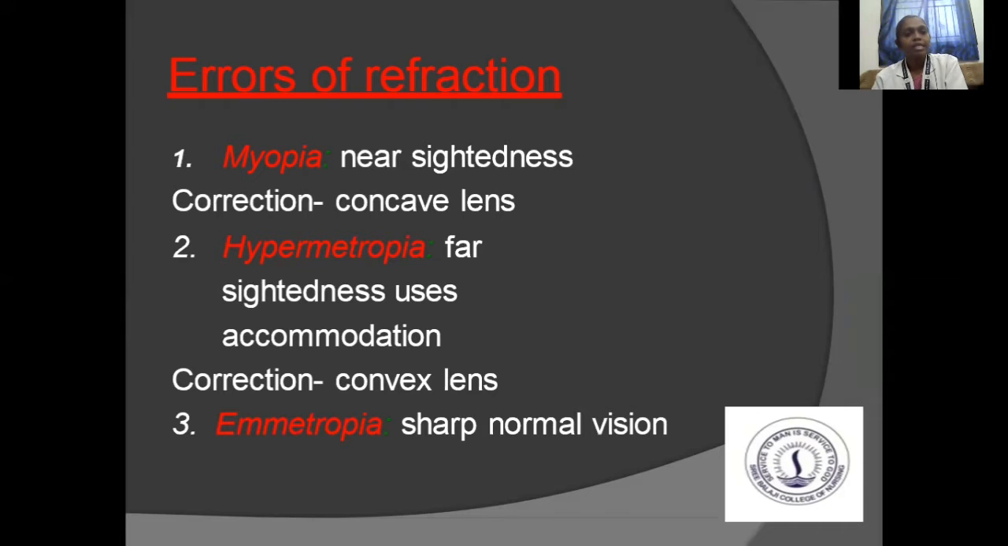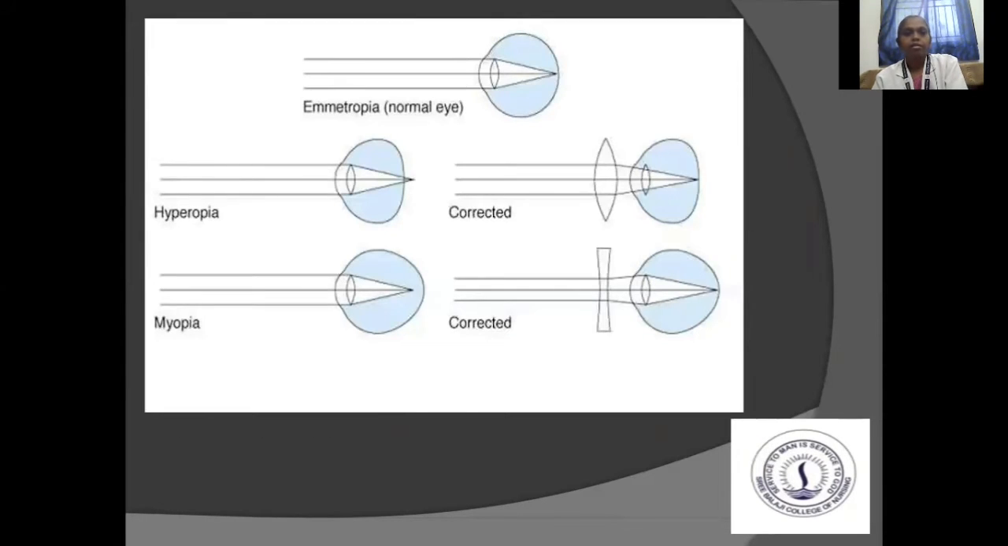Myopia is otherwise called nearsightedness. To correct myopia, we have to use a concave lens. Hypermetropia is otherwise called farsightedness. To have normal accommodation, we have to correct it with a convex lens. Here itself, this is the normal emmetropic eye. The axial length is normal. The image is perceived by the lens and cornea and reaches the retina properly, so that the patient is able to visualize objects properly.